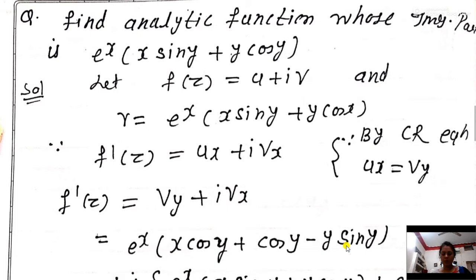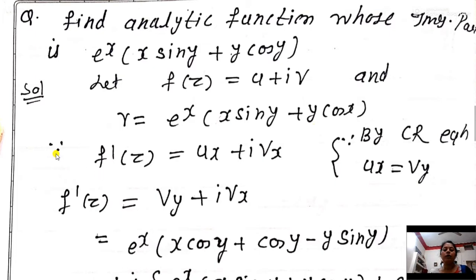So in continuation, we have our next question: we have to find the analytic function f(z) whose imaginary part is given. Here we have been given the imaginary part and we have to find the analytic function. The imaginary part is e to the power x into (x sin y plus y cos y). So let's start. Since f(z) is equal to u plus iv and we have been given the imaginary part, we can take v is equal to e to the power x into (x sin y plus y cos y).